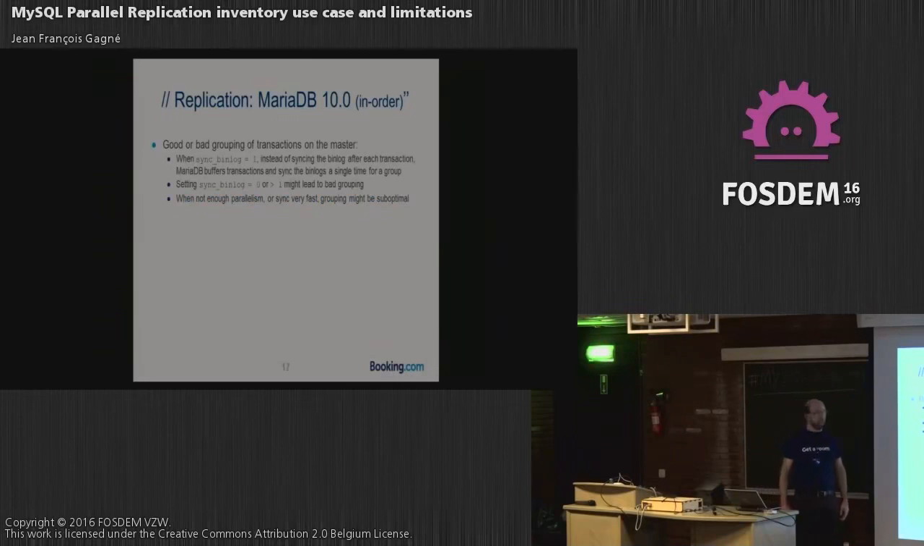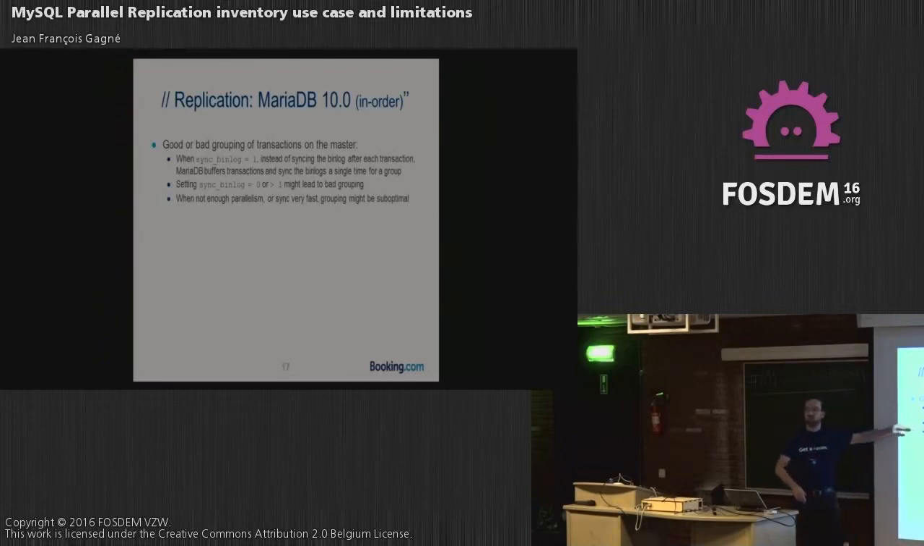So what about the grouping? There's some good grouping and there's some bad grouping. With sync_binlog equal 1, instead of syncing after every transaction on the master, grouping will happen while the sync is in progress. So while some transactions are being written to the binlog, other transactions are queued. And this is how MariaDB builds its group commit.